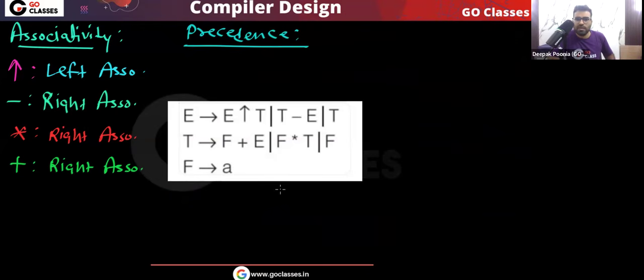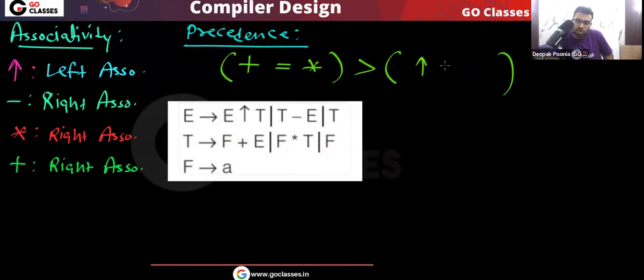Here you can see that higher level means lower precedence, lower level means higher precedence. These two operators have the same precedence. So plus has the same precedence as star. Plus and star have the same precedence, and they have more precedence than this operator and minus. Minus and this operator have the same precedence. Very simple. One more thing, let me tell you here.